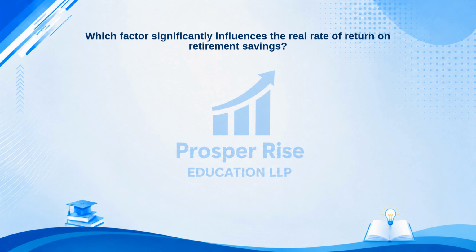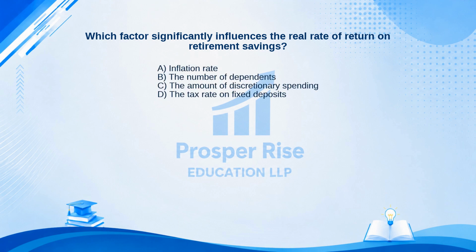Which factor significantly influences the real rate of return on retirement savings? Here are your options. A. Inflation rate. B. The number of dependents. C. The amount of discretionary spending. Or D. The tax rate on fixed deposits.